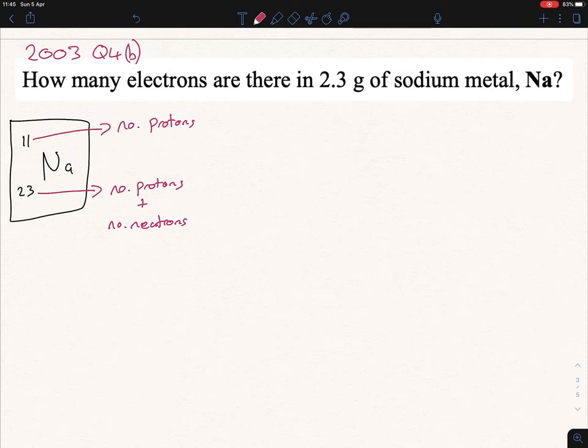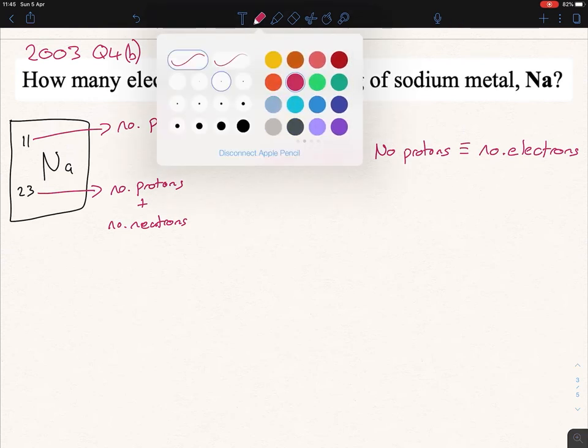And we know in a neutral atom, I'll write it down, the number of protons equals the number of electrons. If it was an ion, this would be different, as we've seen before. So they're equivalent to one another, so that's grand. If we have 11 protons, we'll have 11 electrons. So we'd be thinking there, well, is that it?